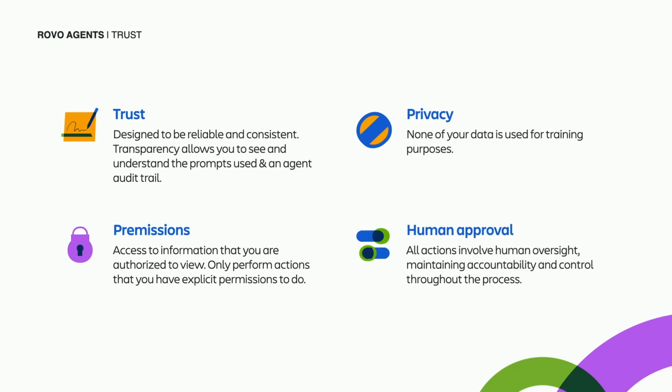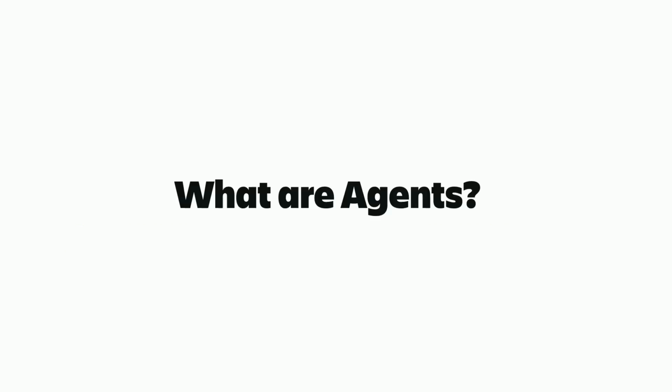And lastly, the human is always in the loop. Agents will not do any action without your approval. Or if you're a Confluence space or a Jira project administrator, you can have access to put agents in automation, which requires elevated privileges in the first place as well. All right, so what are agents?